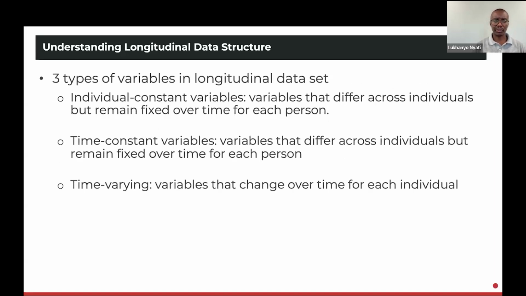Now, there are three types of variables that you'll find in a longitudinal data set. You have the individual constant variables, which are variables that differ across individuals but remain fixed over time for each person. I will show an example of that. You've got time constant variables, meaning, and the word explains itself, they're not influenced by time, and they remain fixed over time for each person. And you've got time varying variables, and as the word suggests, these will vary over time for each individual.